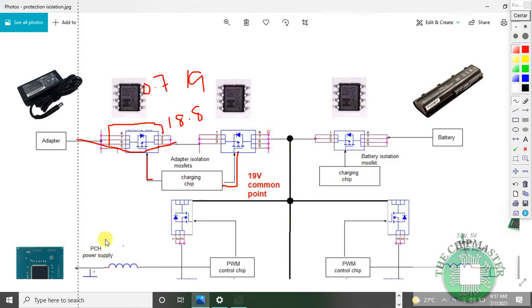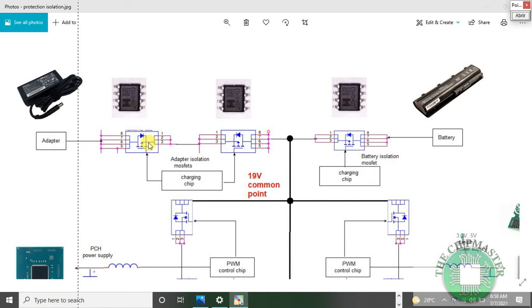So you can generate the PCH power supply, you can generate 3 volt and 5 volt standby, but when you press the power button, it will power up the system and then power down because the current is insufficient. It's not getting the full current from the adapter to satisfy the system. All right, so this is your adapter isolation MOSFET.